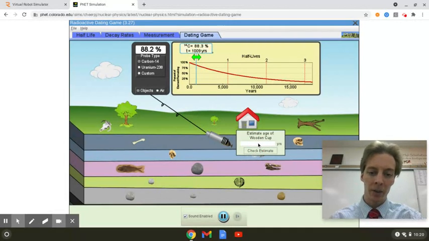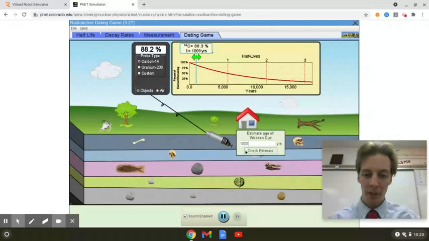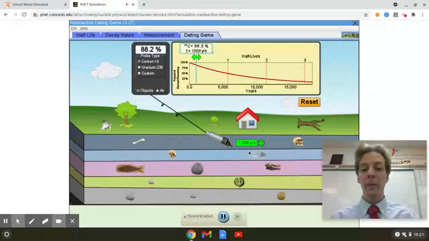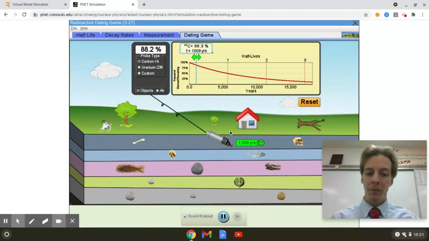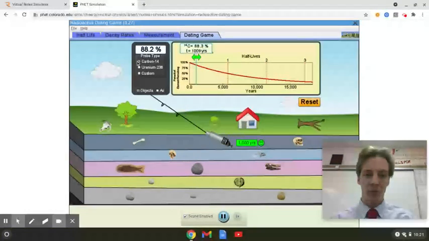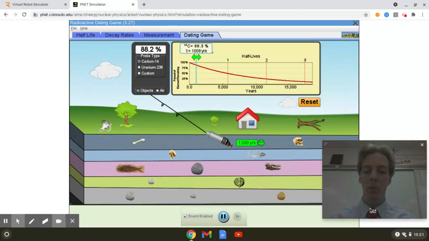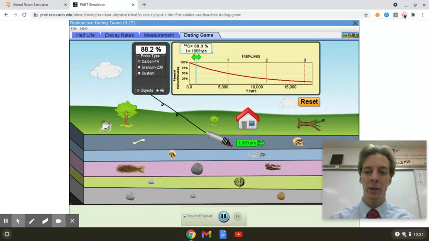So I come down here and I type in 1,000 years and I check my estimate. It gives me a nice little feedback there. And you can measure different things. Down here you use uranium, up here you use the carbon 14, and you can estimate the percent of carbon 14 remaining. This is going to be your activity for the week. Send me some screenshots. Tell me some things you learned. This video is getting out there, so I can type the instructions if you need some more instructions. Have a good day.